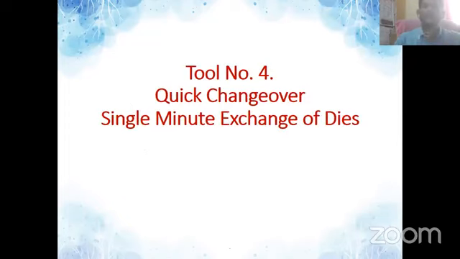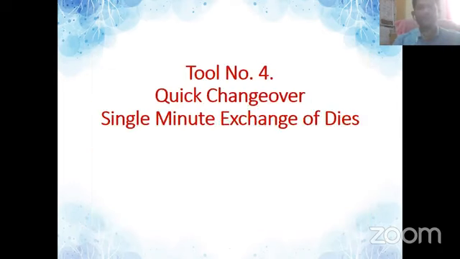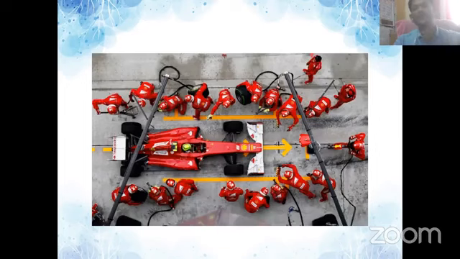The next is the quick changeover, which is called single minute exchange of dies. If you recall this picture, you know this is Formula One. In Formula One racing, after a certain period of running, a bunch of people come together and replace the tires and other things in a very short span of time, maybe 30 seconds or 20 seconds. This is called single minute exchange of die, or product changeover, or quick changeover. The same can be applied in our food industry or dairy industry too.